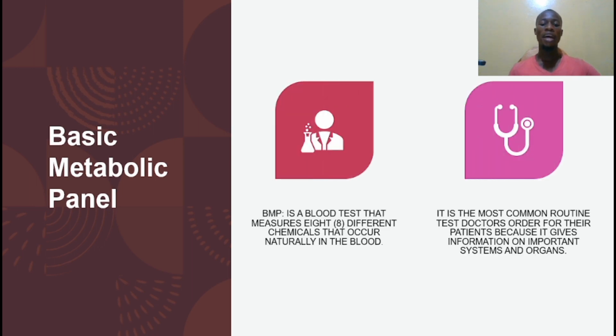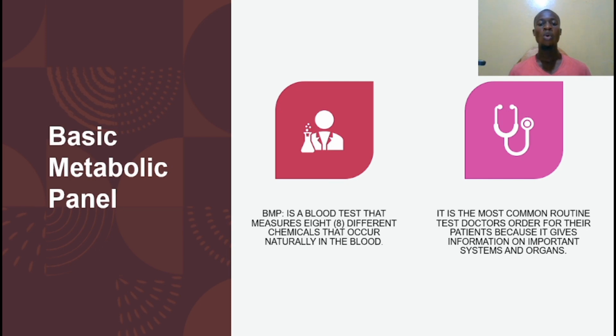Now the basic metabolic panel test is a blood test that measures 8 different chemical substances that occur naturally within the human blood. Think of it that the entire human body is made of chemicals. Like we normally say, the human body is a container of chemicals. In chemistry, you understand that the human body is comprised of natural elements that help carry on a whole lot of activities within the body.